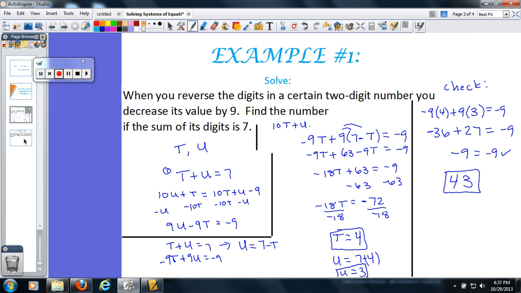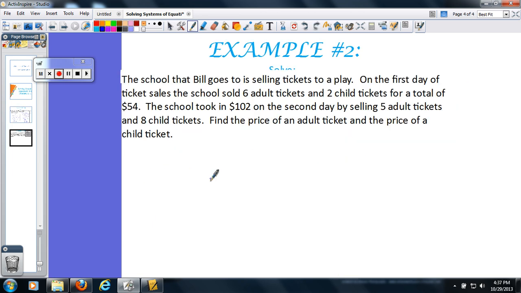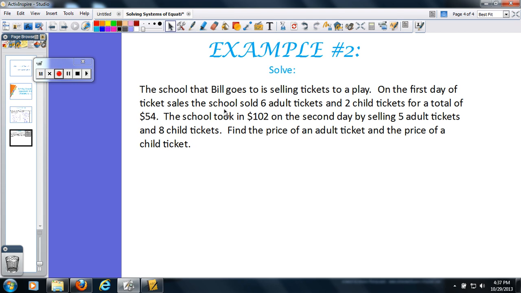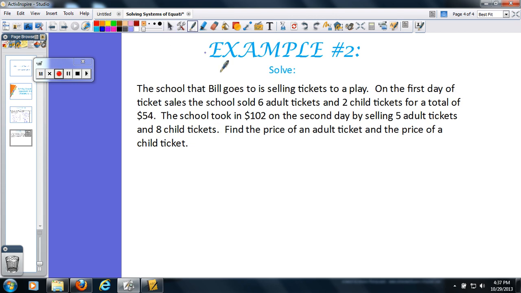So let's go ahead and look at example number 2. Let me pull this down. Okay. It says the school that Bill goes to is selling tickets to a play.